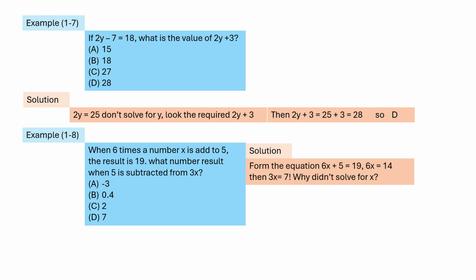Now make the first step in the solution. So 6x equals 14. But it asks what the answer is when we subtract 5 from 3x. So just divide by 2, not divide by 6 as normal. So divide by 2 only. You must ask, tell me why. So 3x equals 7. Then just subtract 5 from this value. So 7 minus 5 will be 2, which is C.